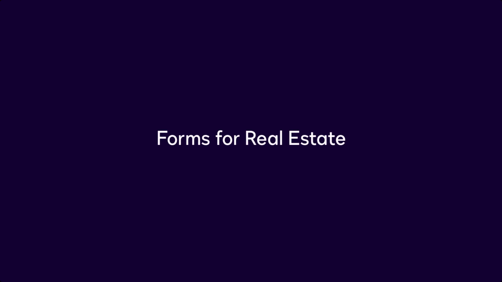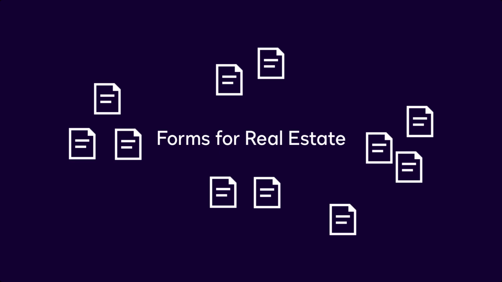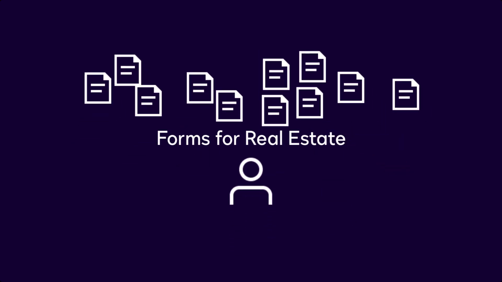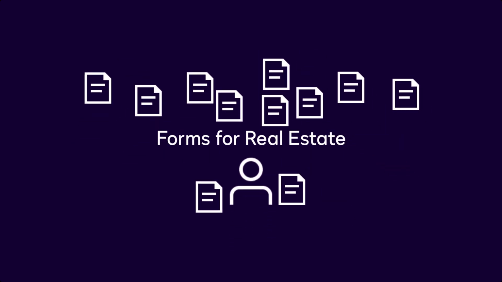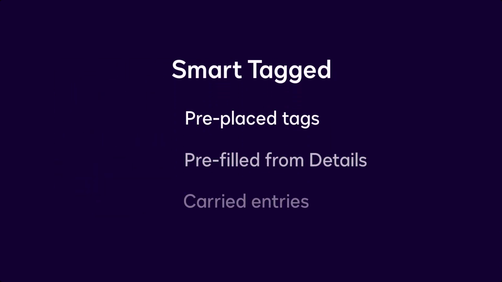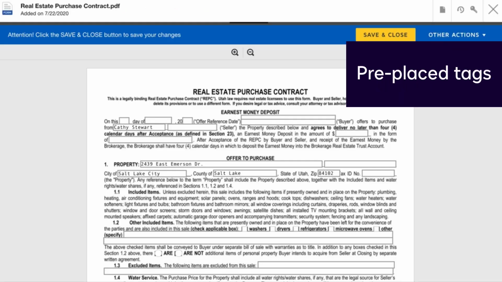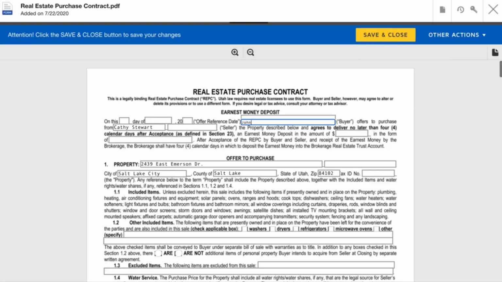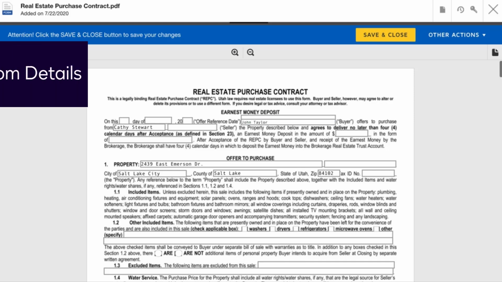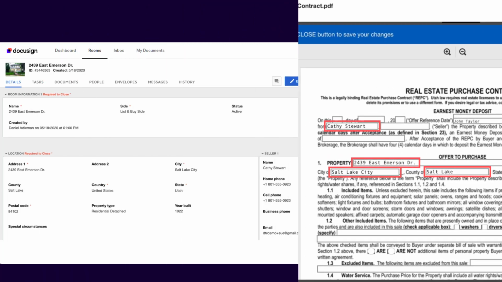DocuSign Forms are real estate association forms from all over that have been collected together for you to access and use. The forms come smart tagged, which means three things for you. The tags are already placed, so you can fill them out in the Documents tab of the room. Some fields in the form will be pre-filled due to information inputted in the Details tab of the room.